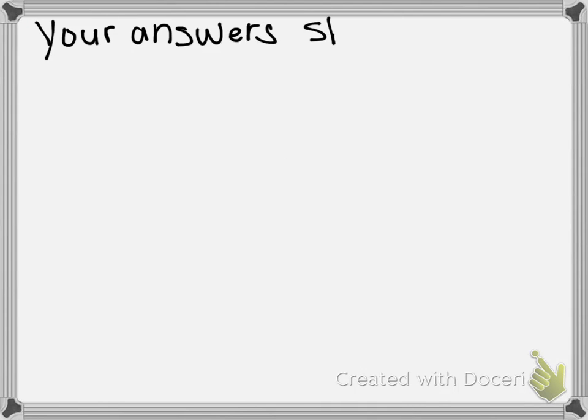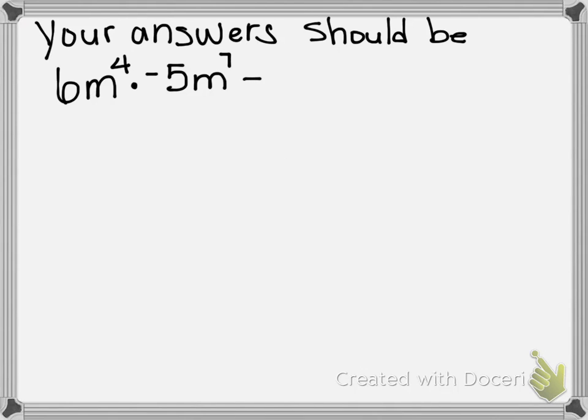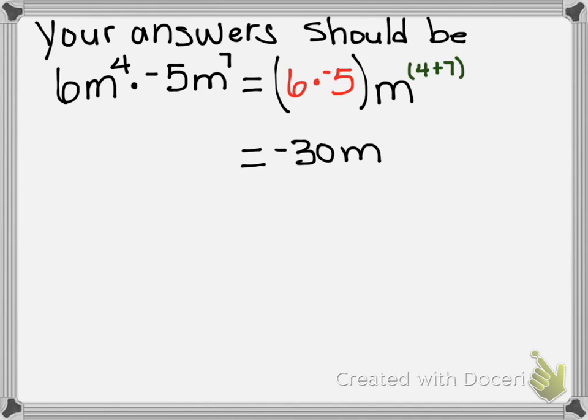Well, your answer should have been the following. For 6m to the 4th times negative 5m to the 7th, it is 6 times negative 5, and m, where the exponent is 4 plus 7, and you should end up with negative 30m to the 11th. That's what you should have. And let's look at the next one.